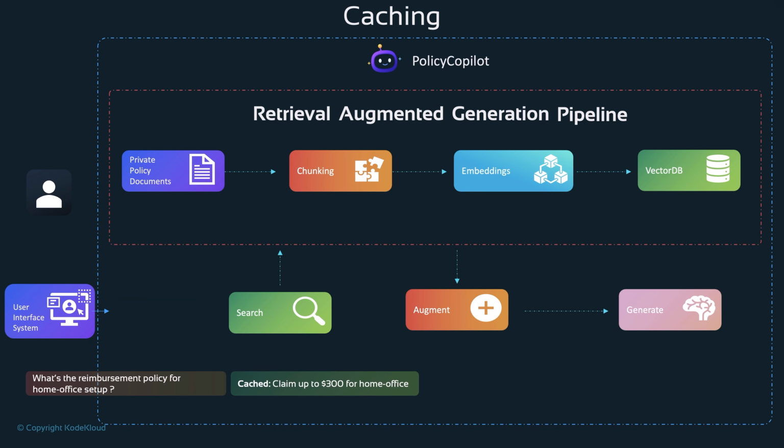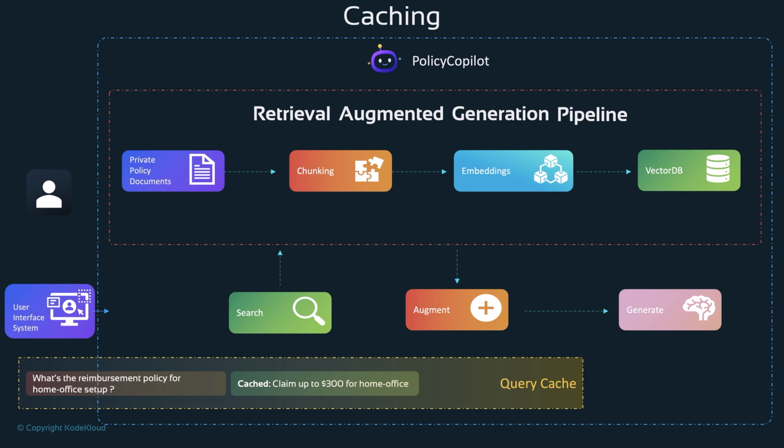So there are 4 main types of caching that we can implement in RAG systems, each solving a different performance bottleneck. Query cache is the simplest. We store complete question-answer pairs. When someone asks what's the remote work policy again, we return the exact same answer instantly. This works great for frequently asked questions.